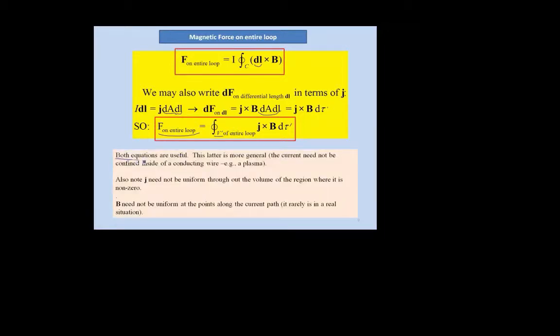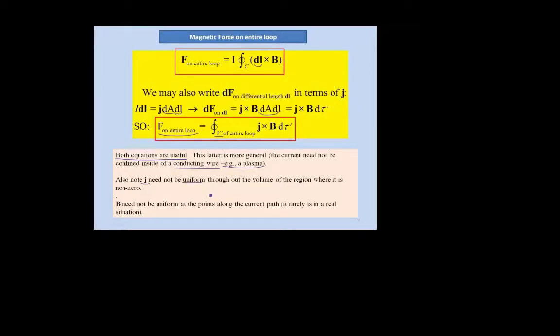To remind you then, both equations are useful. This latter equation is more general in the sense that the current need not be confined inside of a conducting wire. And so therefore, systems like plasmas quite frequently use this equation. In terms of other factors, remember that J does not have to be uniform throughout the volume. And so you can even have regions where it is zero.